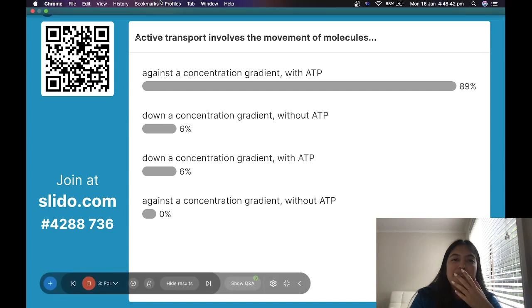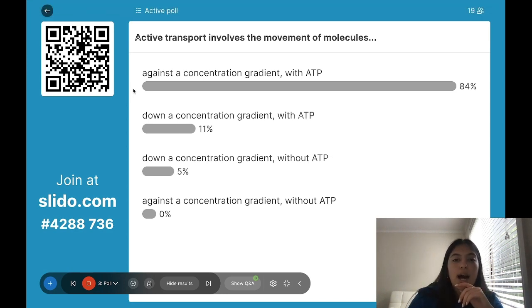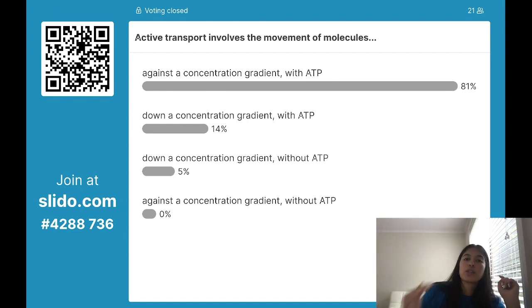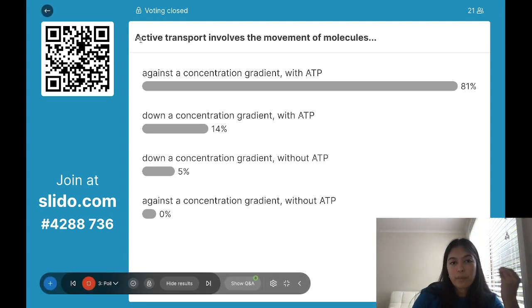Okay, I am thinking about time, so I think I'll get through these polls a little bit quicker. But again, essentially that is what we're seeing. So against a concentration gradient. So active, we're going from an area of low concentration to high. So think of going up the hill. If we're going to push something uphill, we need energy. So it's with ATP, and that's where the active part comes from. So the opposite of passive, so without energy, is active. So bear that in mind.